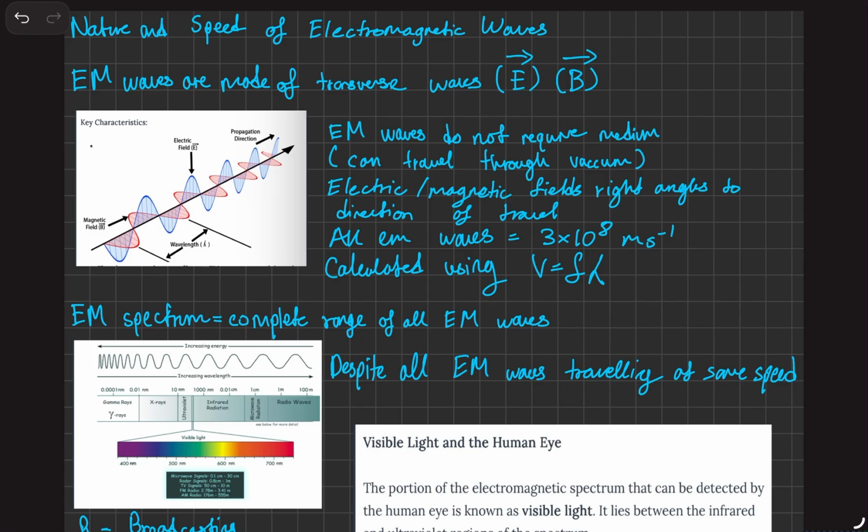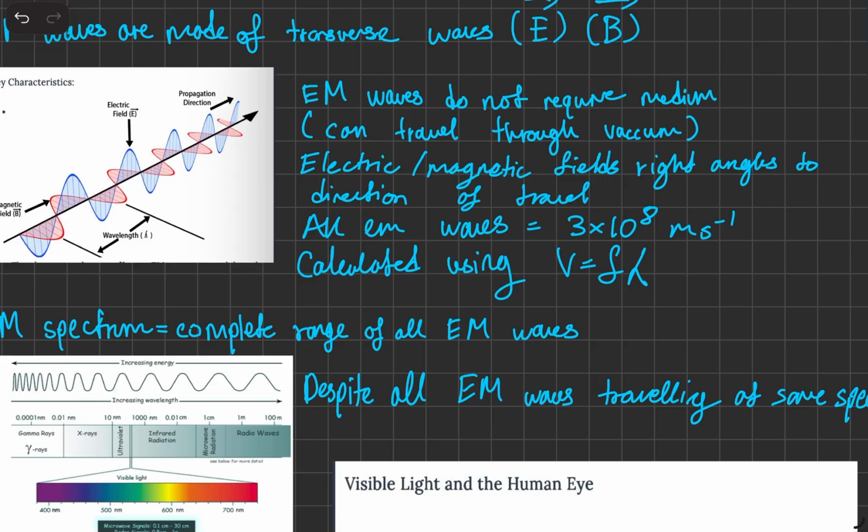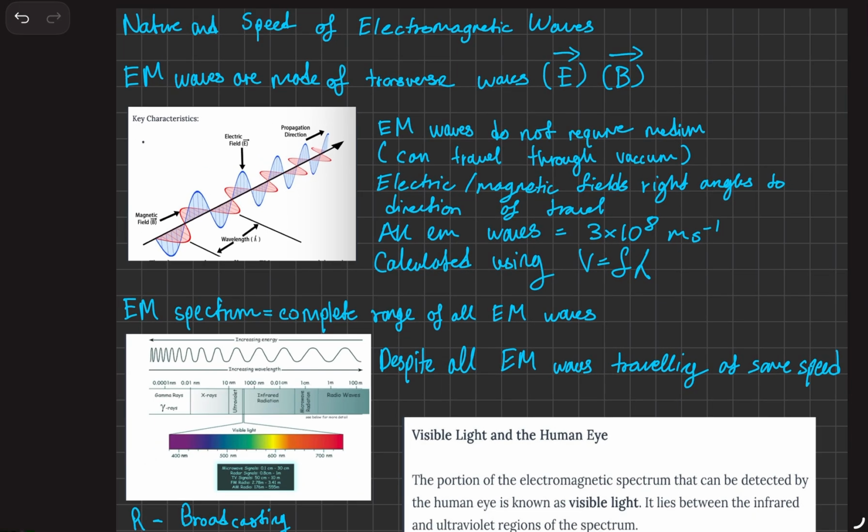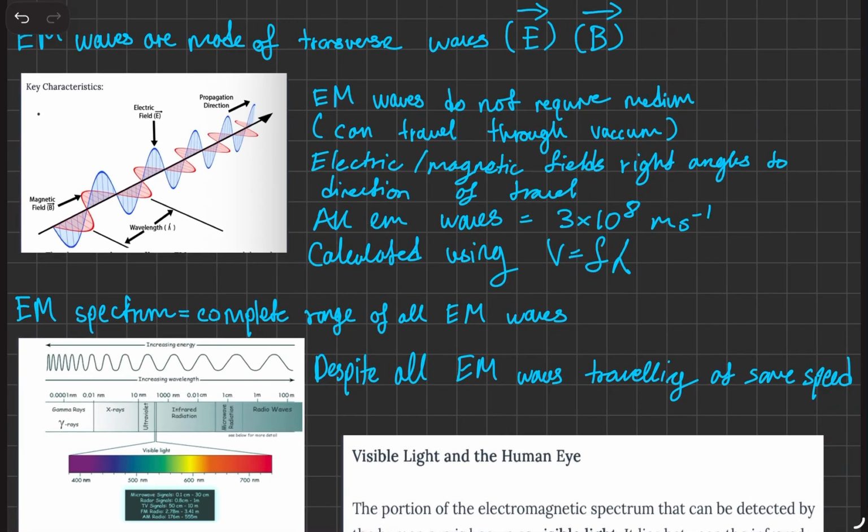So, EM waves are distinct from your transverse waves. Well, they are a form of transverse waves, but they have magnetic fields at right angles to the direction of travel. So what that means is, if you look closely, there are two transverse waves that form the EM wave, and they're perpendicular to each other.